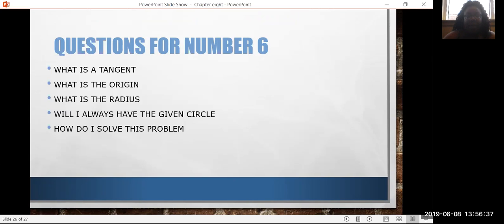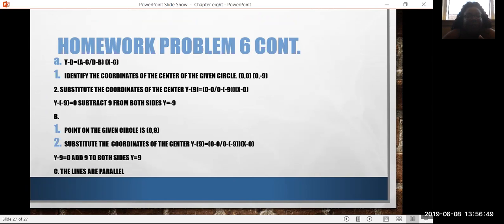And then I asked, well, I always have the given circle. You'll always need the given circle to be able to work the problem. And then how do I solve this particular problem? And then you're solving for y in this case. And then here are my answers for this.